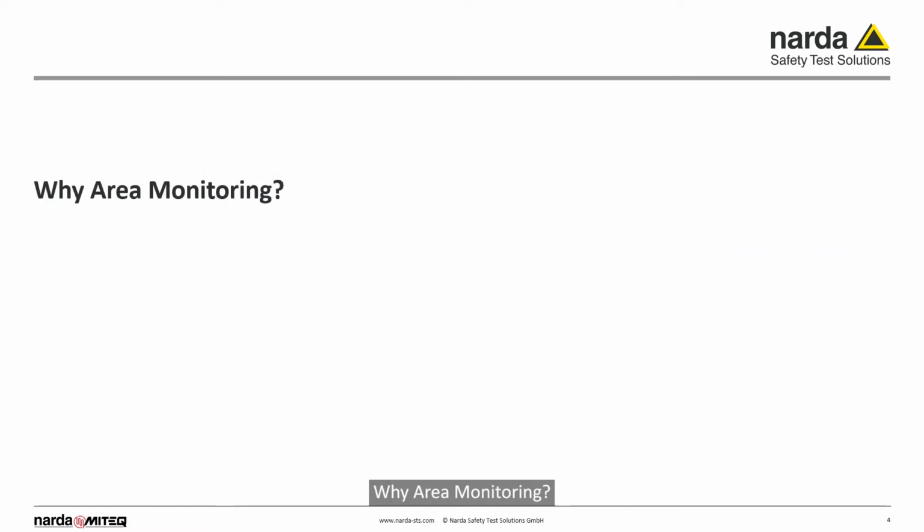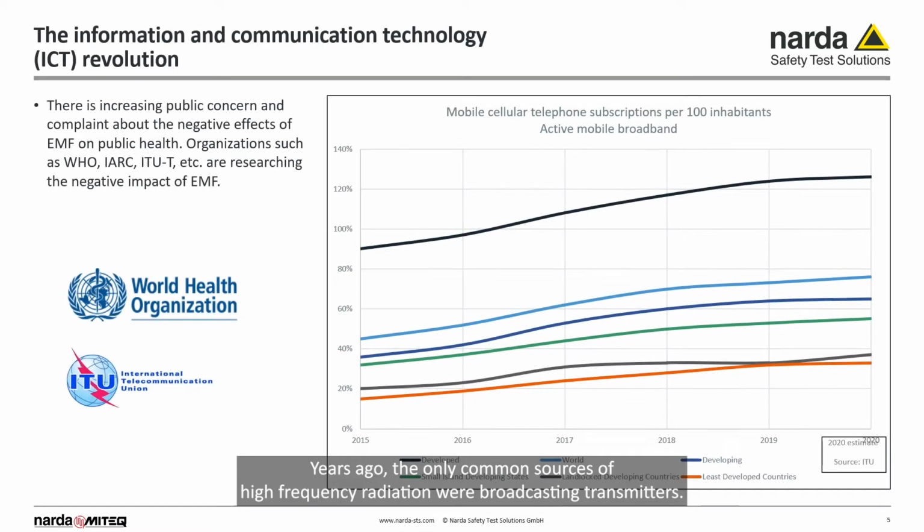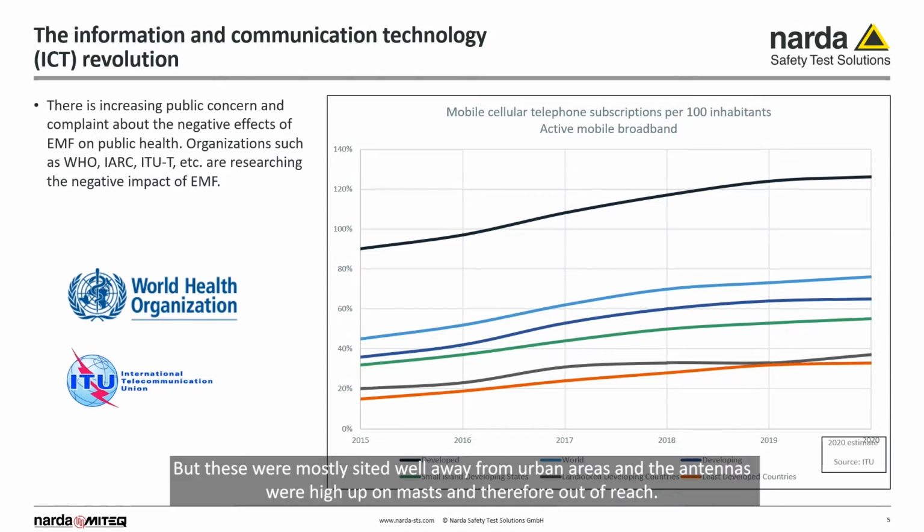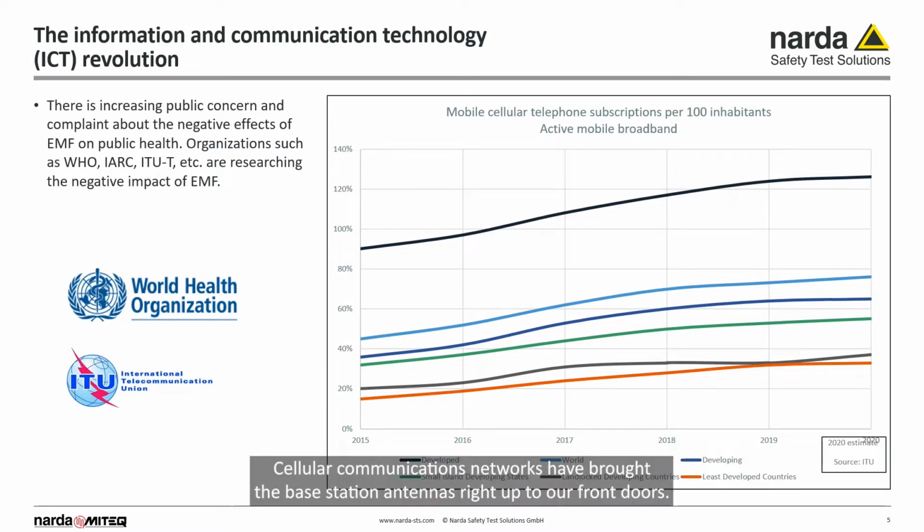So why area monitoring? Years ago, the only common source of high-frequency radiation were broadcasting transmitters. But these were mostly sited well away from urban areas, and the antennas were high up on masts and therefore out of reach. Cellular communication networks have brought the base station antennas right up to our front doors. Nowhere near as big or powerful as a broadcast antenna, but in our neighborhood and in plain view.